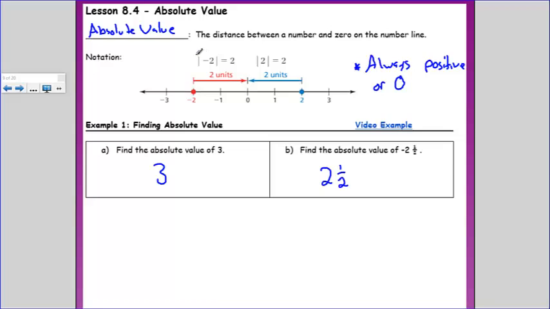The only extra thing to realize is it has a symbol to it. So this is the absolute value symbol. It looks like, I don't know, like a bar type of thing. So this just says the absolute value of -2. That's how this would read, is 2. This would read the absolute value of 2 is 2.